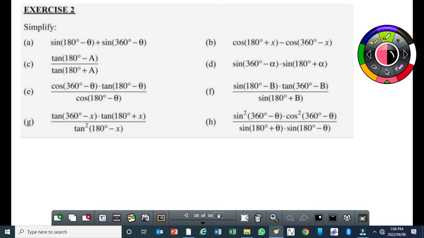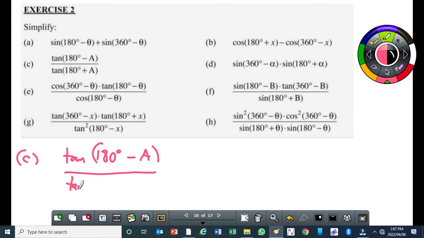Alright? Okay, so let's move on. The rest is just application of your knowledge of algebra and other concepts. Right? So let's do number C: tan of (180 degrees minus A) over tan of (180 degrees plus A). Okay? This is not complex.